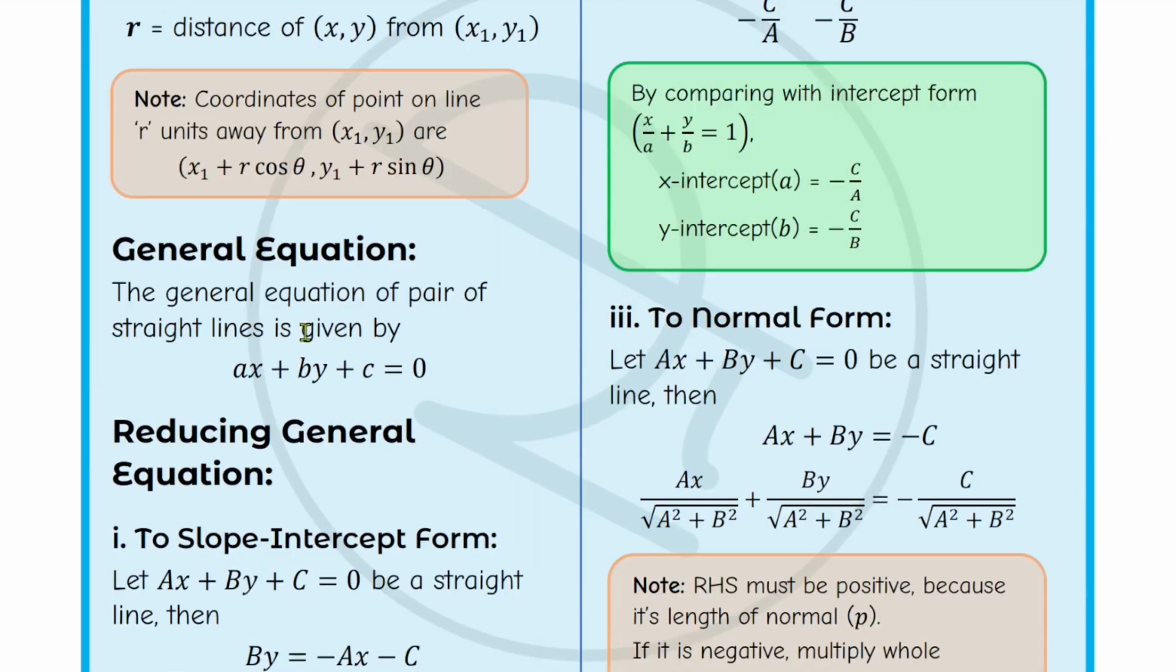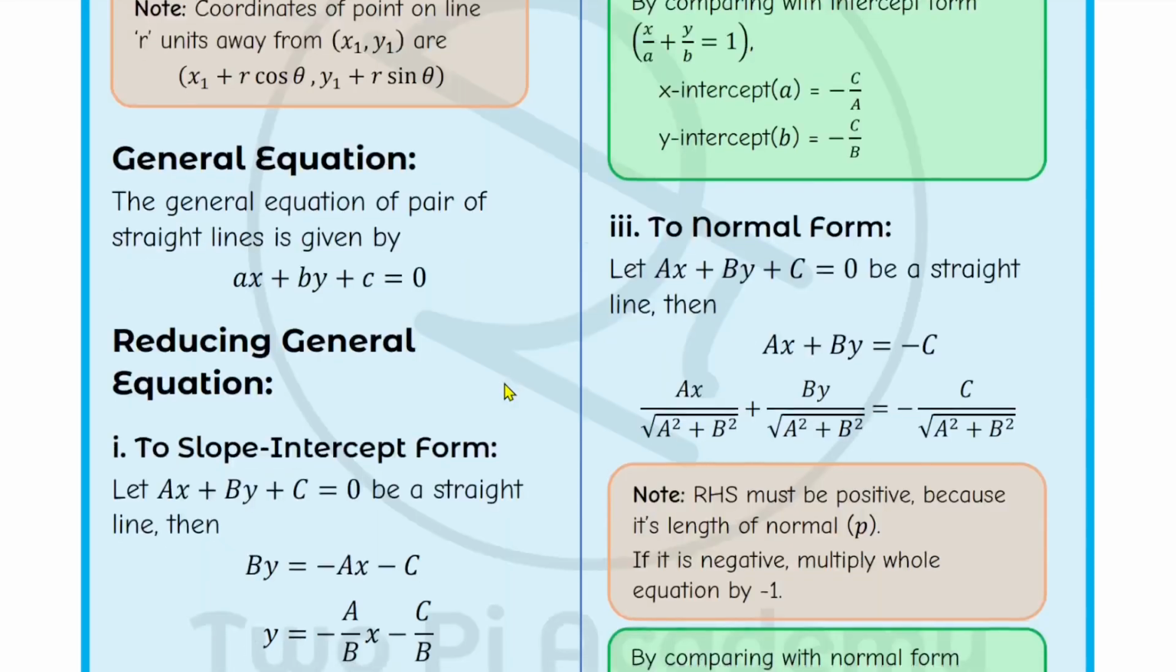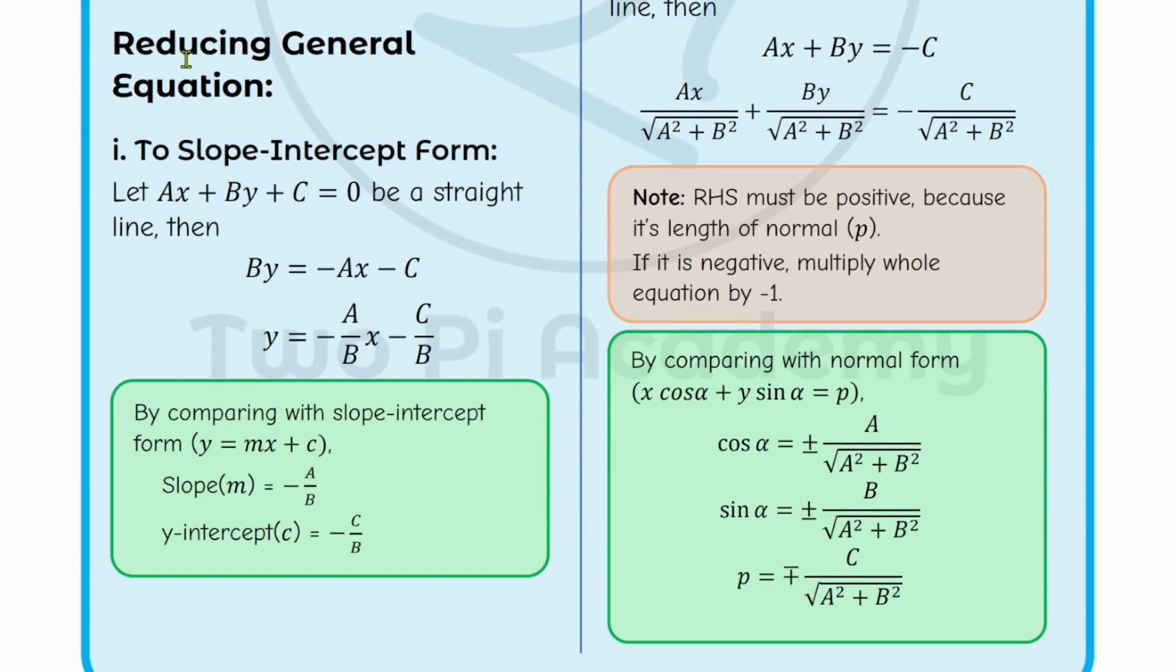The general equation of a straight line is given by ax plus by plus c is equal to 0, where a, b, c are constants. And an important concept is reducing to general form. So for example, let ax plus by plus c is equal to 0 be a straight line.